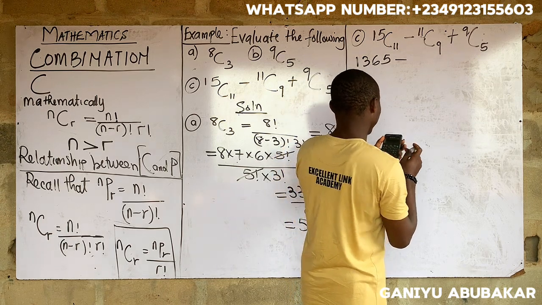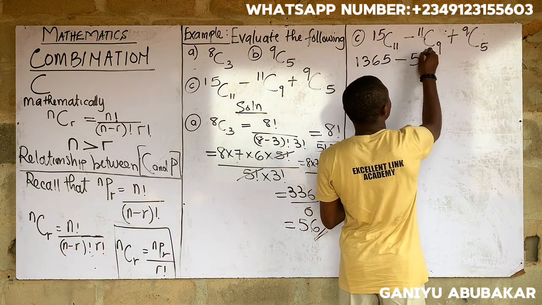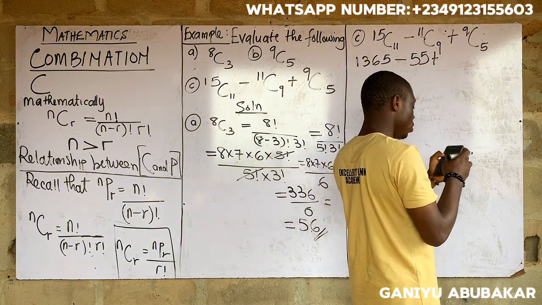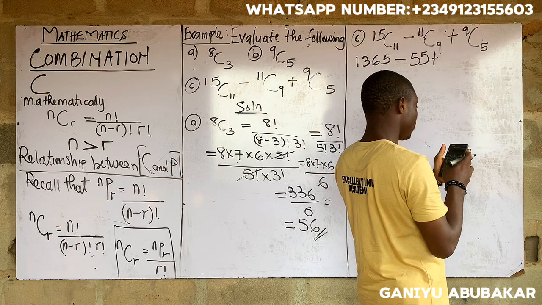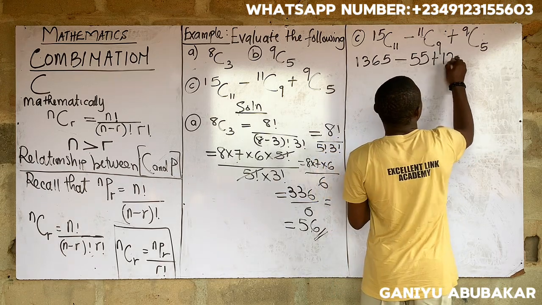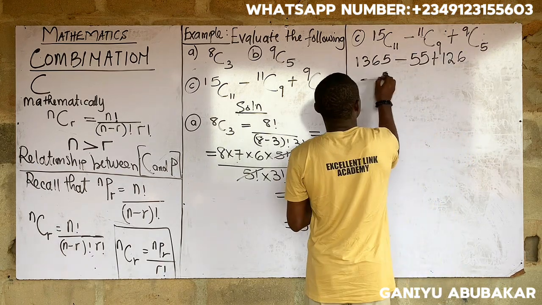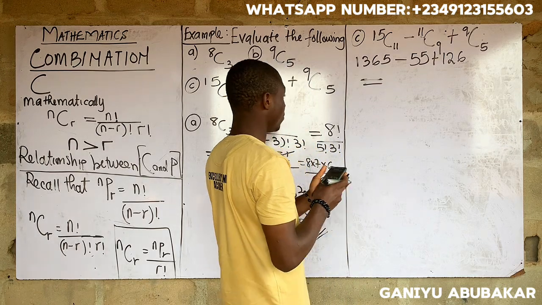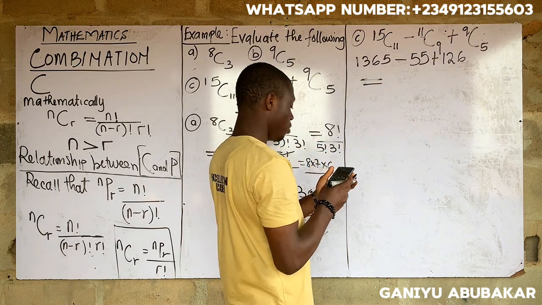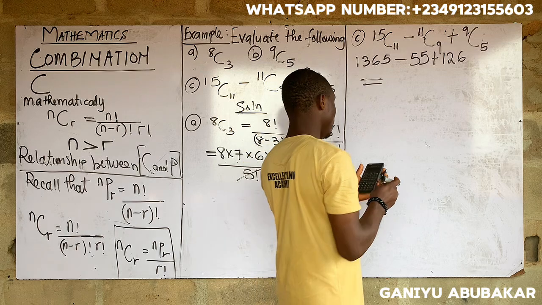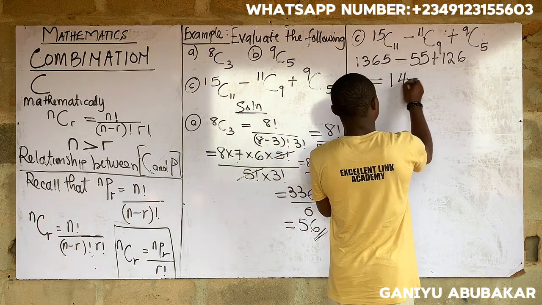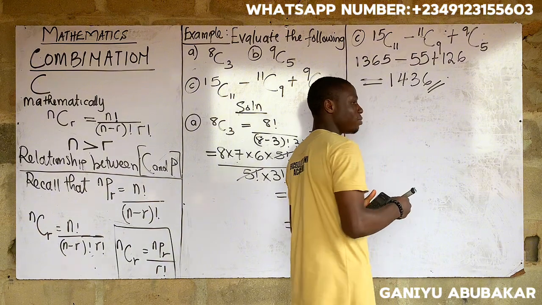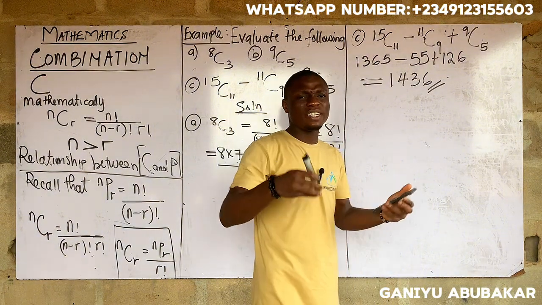9. That will give about 55 plus 9 combination 5. 9 combination 5, that's 126. If I simplify this, what do I get? So I get 1365 minus 55 plus 126. I have 1436 as my answer. So observe, depending on how fast and smart you are.